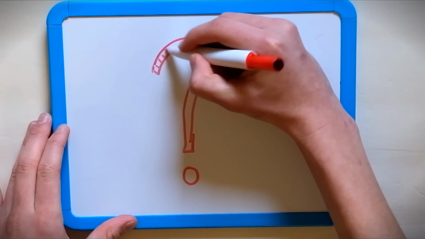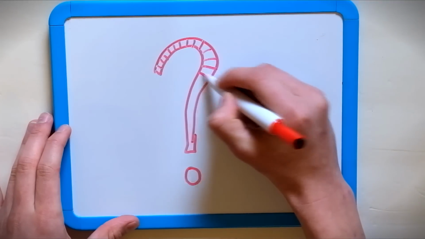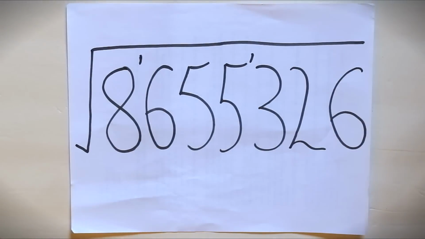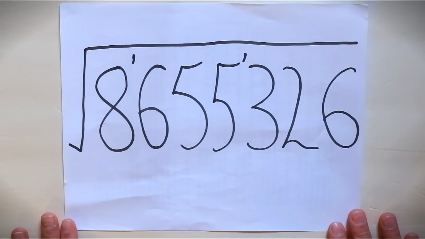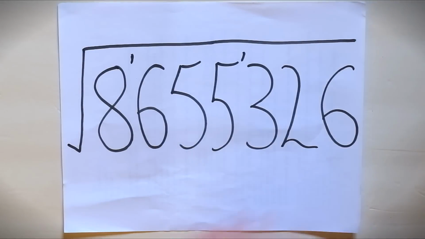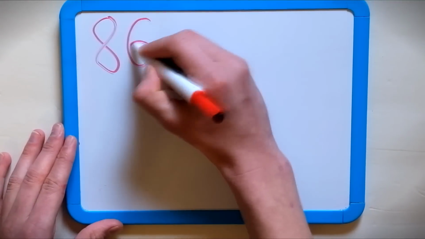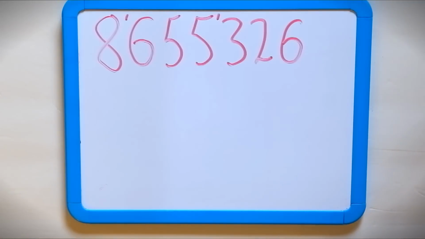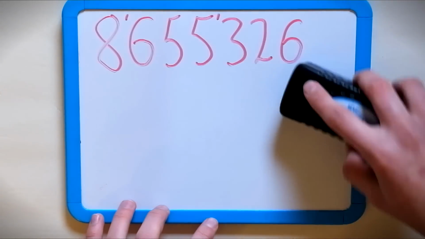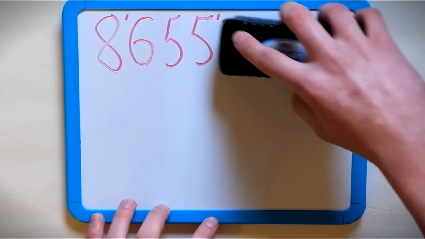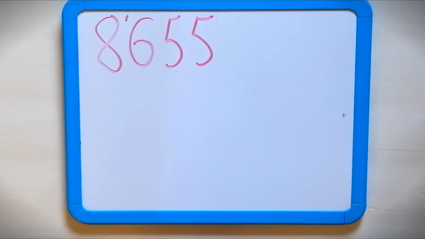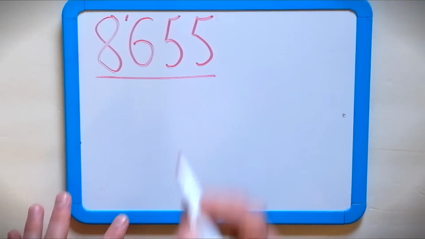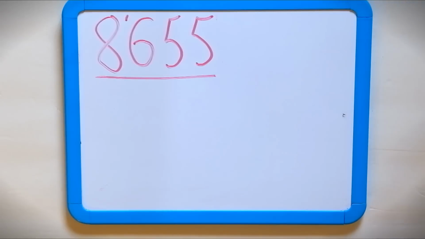Okay, so how does this trick actually work? There are 3 simple steps that will let you obtain the final result. Let's go through an example. We've got a number, 8,655,326, and now we need to take the square root of this number. First of all, we are going to completely omit the last 3 digits of the number. We can do this because the last 3 digits are negligible when we're talking about numbers in the millions. So now our number is 8,655.